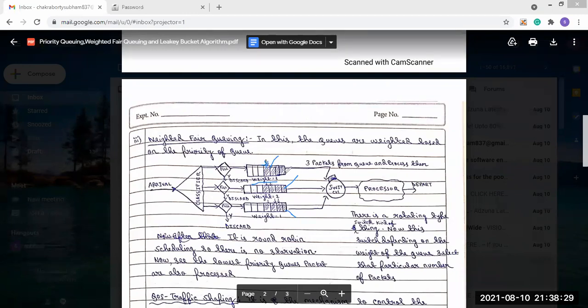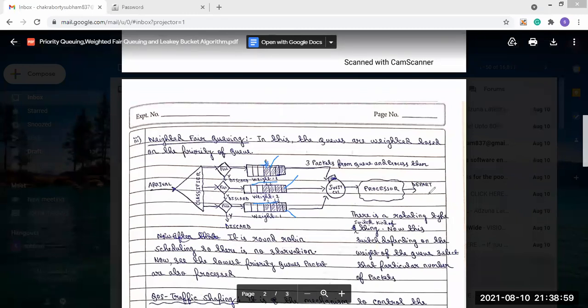Others are chosen. After doing this, the switch is what? This is rotating. So after doing this, it will come to the second queue. Now in the second queue, you see the weight is 2. So according to the weight, the packets will be chosen. From here, 2 packets will be chosen from the queue, and they will go to the processor for processing, and the packets will be departed.